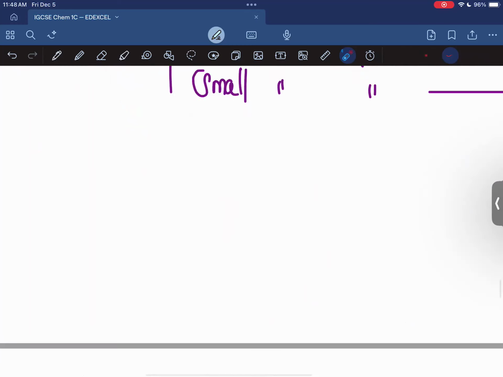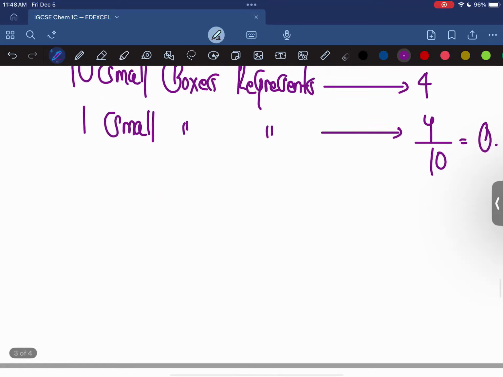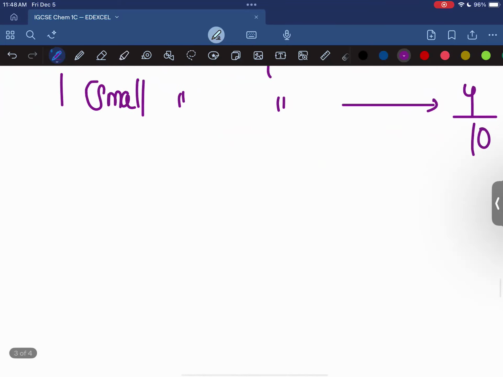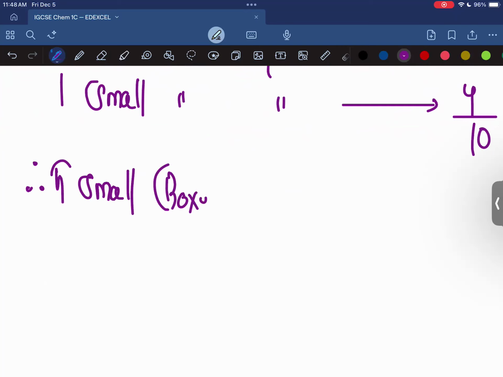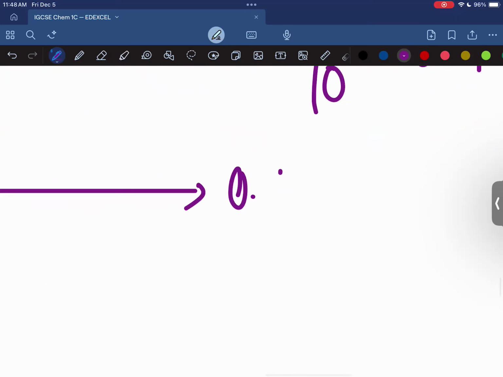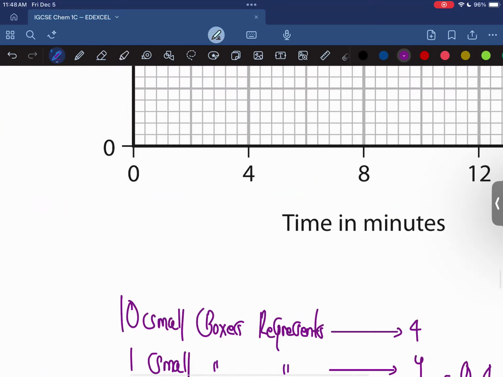So let's use this. If one small box represents 0.4, then 5 small boxes would represent 0.4 times 5. This comes to 2, so this is 2.